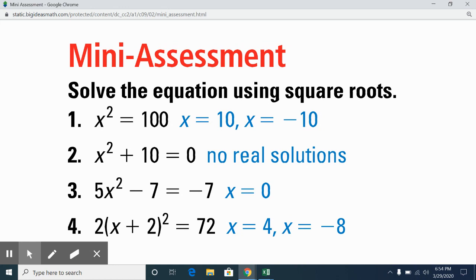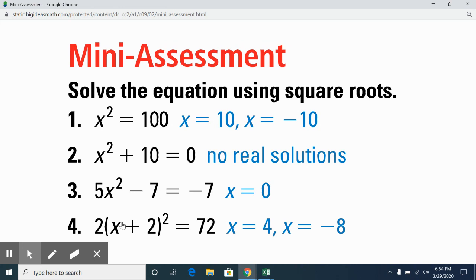All right, so if we were taking the square roots of 100, you get 2 answers, right? In number 2, if you subtract 10, you get a negative number. That doesn't make sense. Number 3, you add 7, you get 0. You divide 5, you still have 0. So there's only one solution. All right. Now number 4 is different.